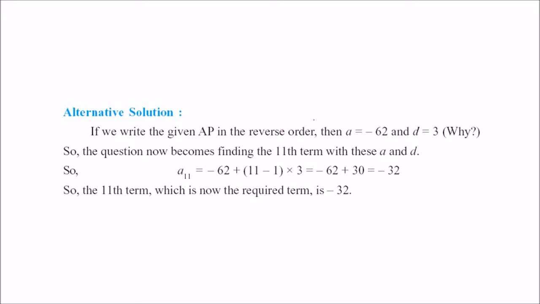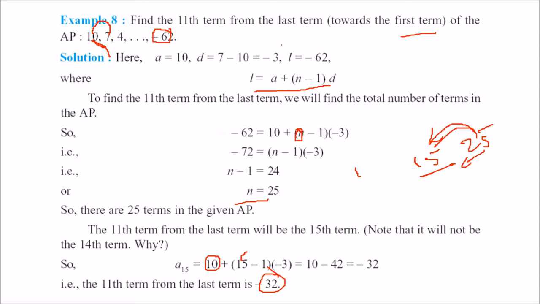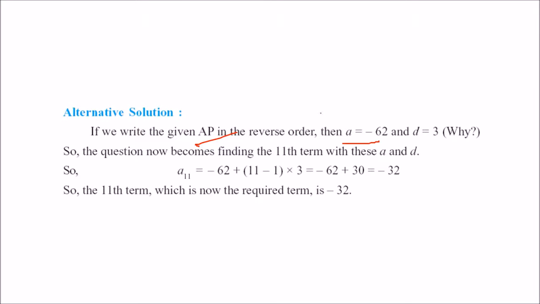There is another method. You can write this AP in reverse order. So the A will be minus 62 and D is 3, because previously D was minus 3. Here the D will change because you have written it in reverse order. Now you just have to find A11 because you have to start from the back. We have already reversed this series, so A11 will be minus 62 plus 11 minus 1 into 3, that will be minus 32.